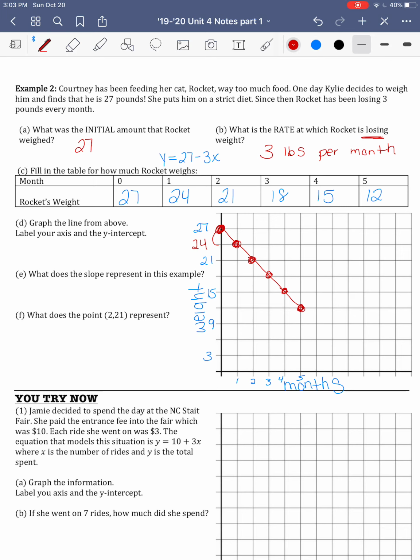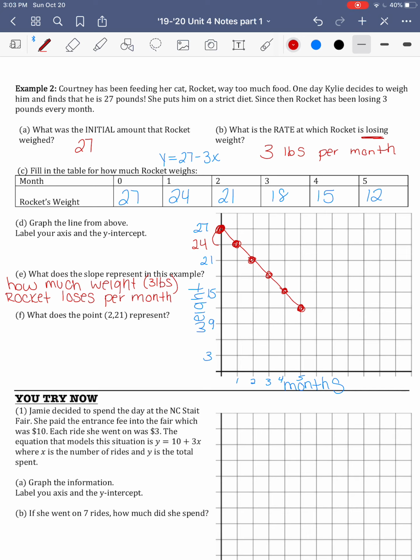And so the slope in this example represents how much weight he's losing per month. So I'd say how much weight, in this case, is 3 pounds. Okay. What's the cat's name? Rocket. Loses per month.